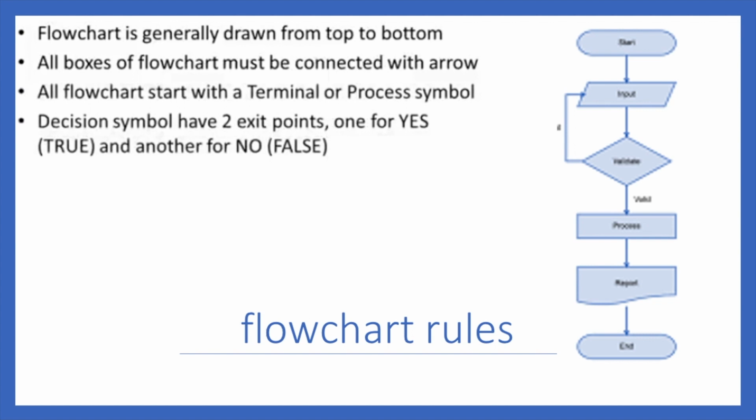Now, there are some rules for drawing a flowchart. The first thing is that flowcharts are drawn from top to bottom, so it goes vertically from top to bottom. All boxes of a flowchart must be connected with arrows or flow lines. If you see the example on the right, all of them are connected to each other, so there is no skipping or removing of these flow lines. The flowchart starts with a terminal, and it also ends with a terminal. The decision box, which is the diamond box, has two options, which are yes and no, and we talked about this in the previous slides.